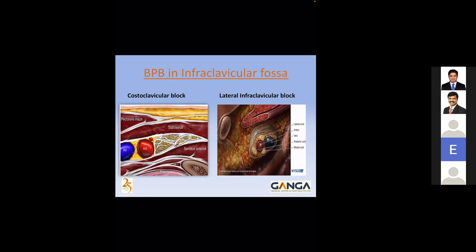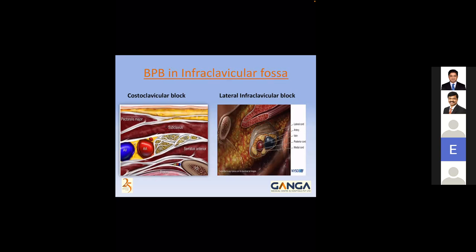Here you can see in the picture, the cords are grouped together in the costo-clavicular space, lateral to the first part of the axillary artery. In comparison, in the classical or lateral infraclavicular block, the cords are distributed around the second part of the axillary artery. In the costo-clavicular block, because they are grouped together, it is easy to visualize in the sonoanatomy. But in a lateral infraclavicular block, we can't visualize all the cords in a single sonoanatomical view. We need to do some minor adjustments.